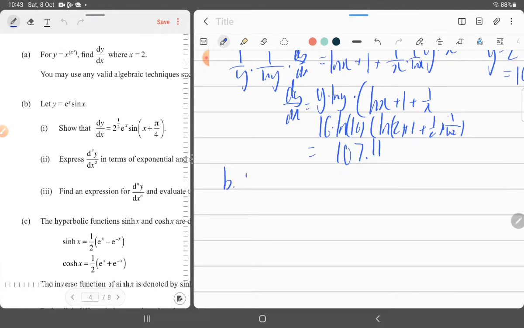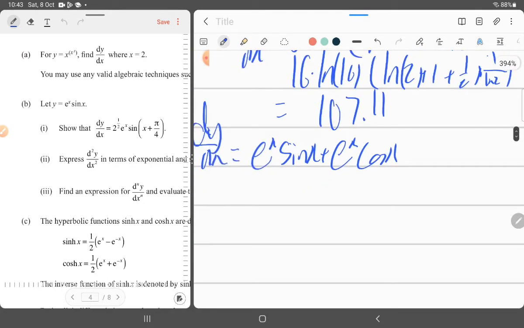Okay, let y equals e to the power of x sine x. So dy over dx is equal to f dash g plus f g dash, so e to the power of x sine x plus e to the power of x cosine x. So we can factorize e to the power of x out: sine x plus cosine x.